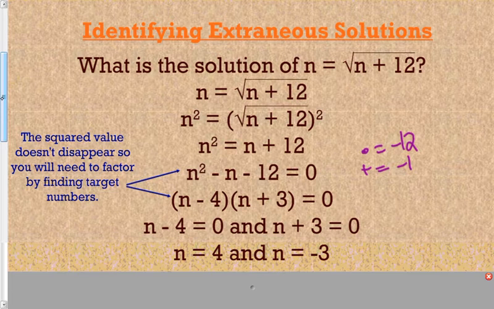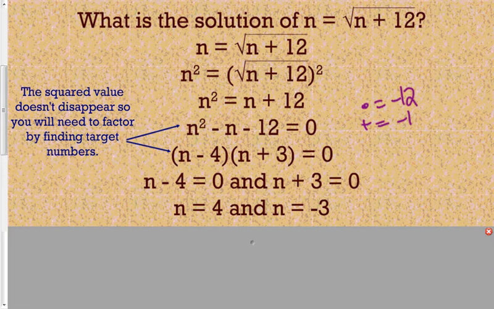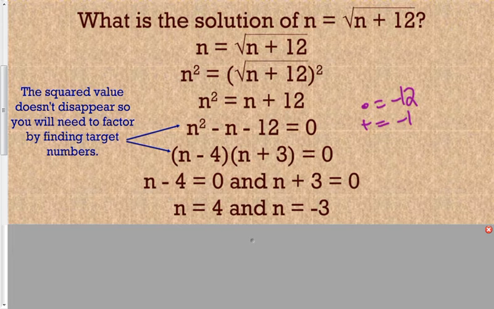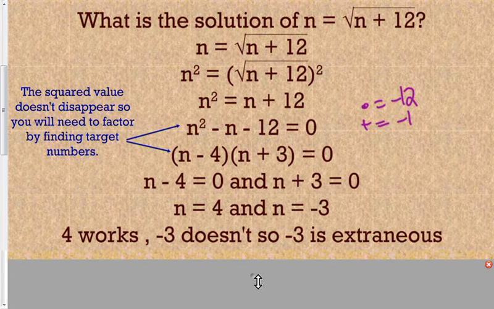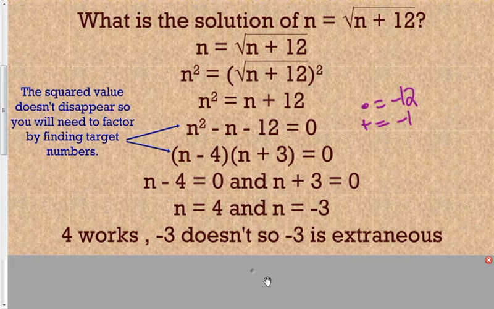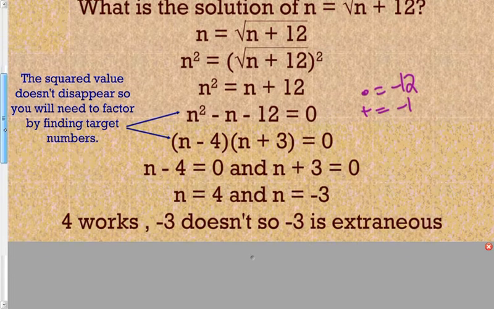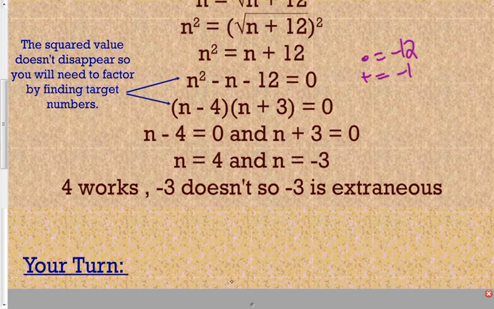Now when we check, again, this is the important part, is checking. If you plug in 4, you get 4 is equal to the square root of 4 plus 12, which is the square root of 16, which is equal to 4. 4 works. If you plug in negative 3, you get negative 3 is equal to the square root of 9. Okay? So in this case, it kind of works. Negative 3 does work because the square root of 9 can be a negative. If it's negative 3 times negative 3 equals 9. So maybe this isn't the best example in the world, but let's go on and do this one.